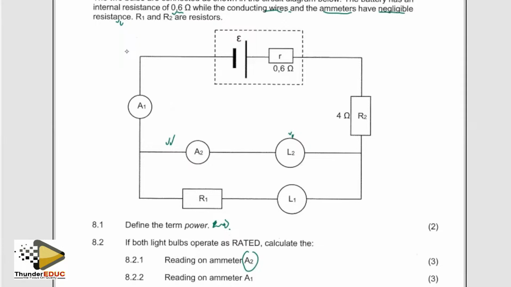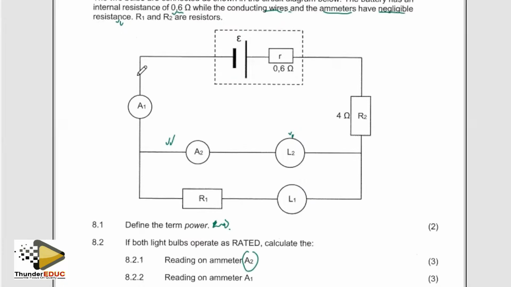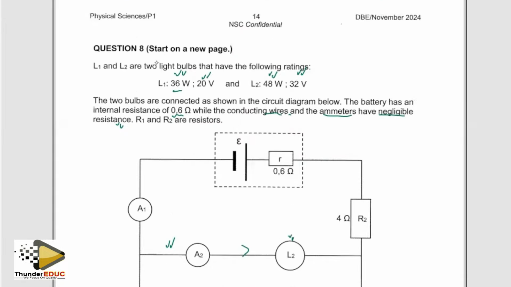Now, before we even start answering 8.2.1, we need to know that bulbs, since they have ratings of how much power and how much voltage must go through them, are also resistors. So I'm going to consider those bulbs to be resistors as well. To get the current passing through L2, what is the rating of L2? It's 48 watts and 32 volts. So 48 is the power, and the voltage or potential difference is 32 volts.